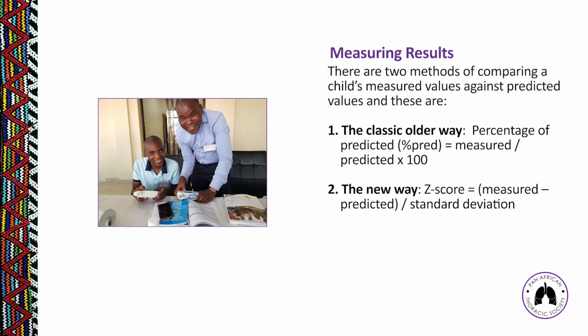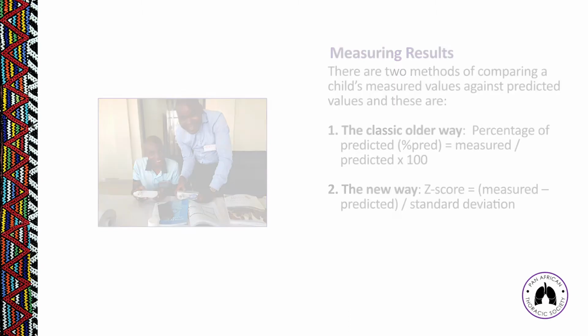There are two ways of measuring results. The two methods are, number one, the classic older way, which is percentage of predicted. So that is looking at the measured value divided by the predicted value and times by 100 to get percentage of predicted. The new way of measuring or comparing a child's measured values is by looking at a Z-score, which is the measured value minus the predicted value divided by the standard deviation.